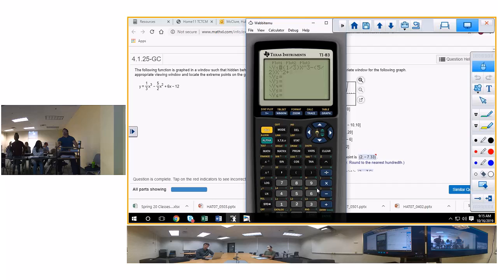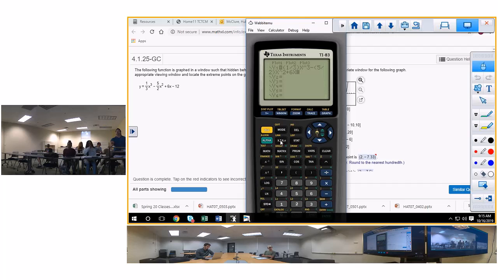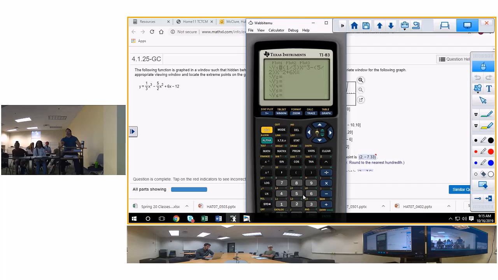Plus 6x minus 12. Y'all with me? That's the way I would type it in. Hit graph. And of course, it's probably not going to come up. It might. Okay, there it is.